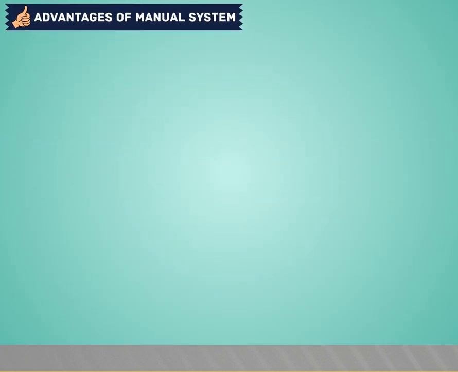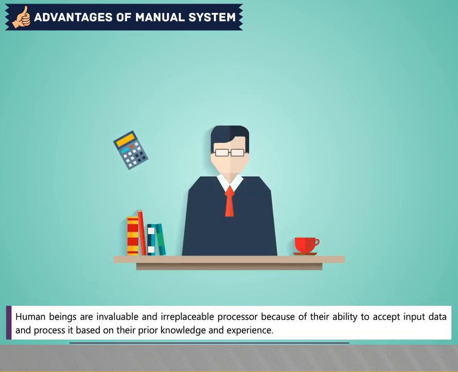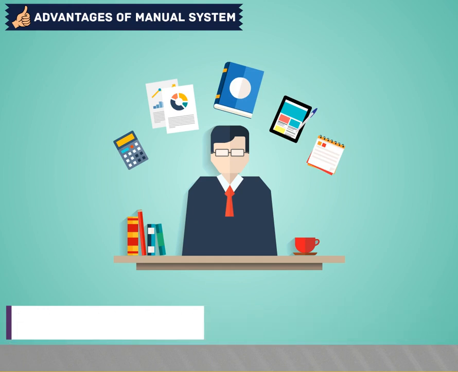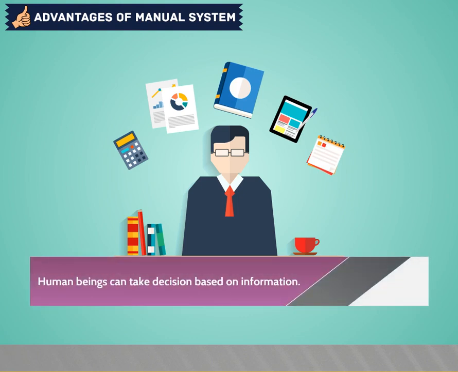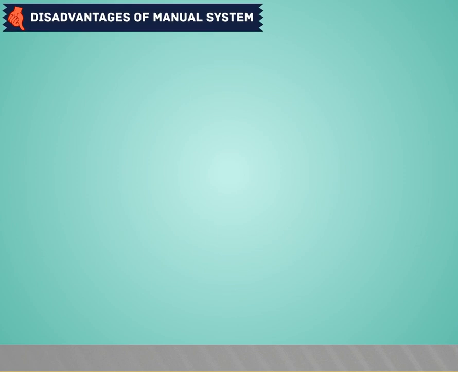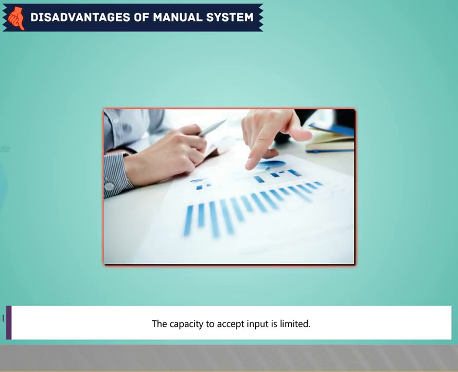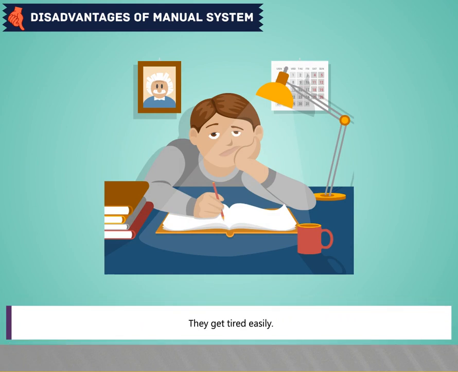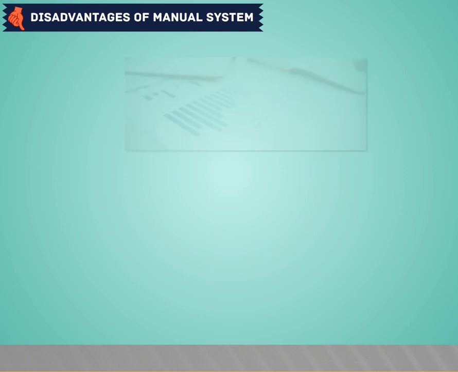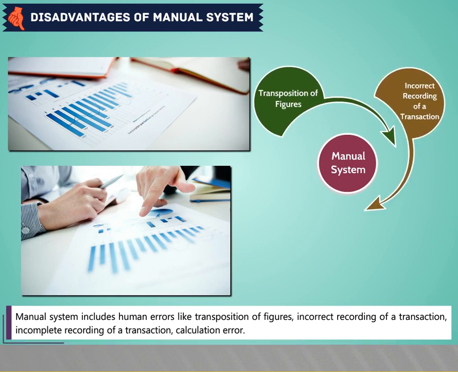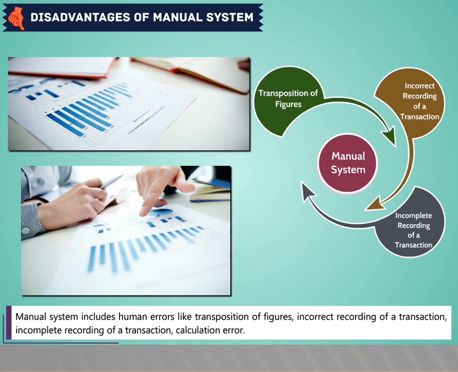Advantages of manual system. Human beings are invaluable and irreplaceable processors because of their ability to accept input data and process it based on their prior knowledge and experience. Human beings can take decisions based on information. Disadvantages of manual system. The capacity to accept input is limited. They get tired easily. Manual system includes human errors like transposition of figures, incorrect recording of a transaction, incomplete recording of a transaction, calculation error.